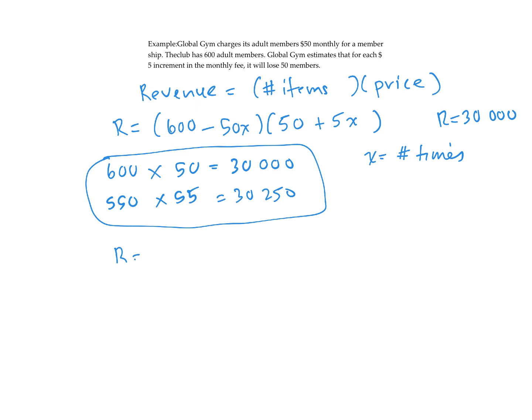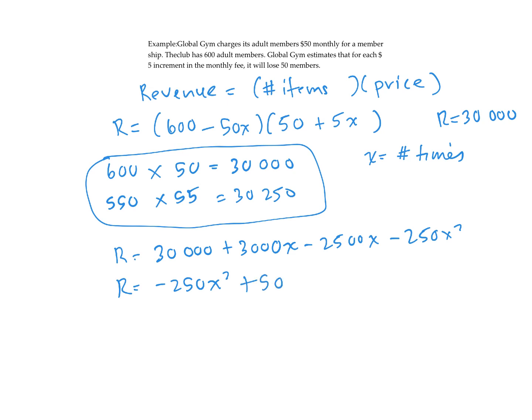600 times 50, 600 times 5x, 50 times negative 50x, and then negative 50x times 5x is negative 250x squared. So we'll put the x squared at the front. We'll add the middle terms. It's 500x.